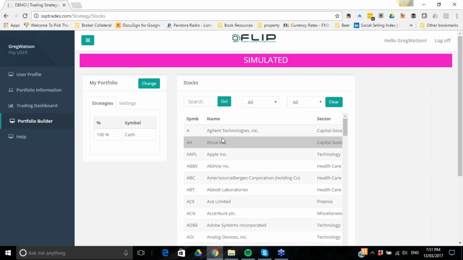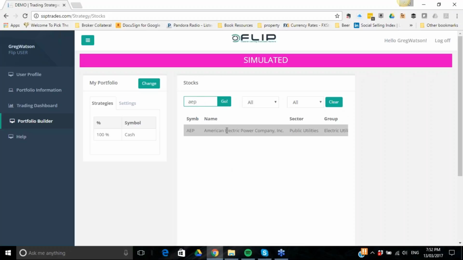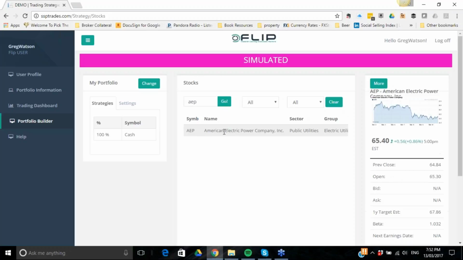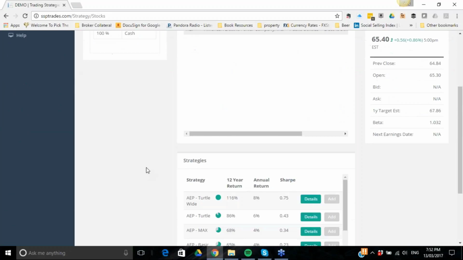So I'm going to just go down. I can type in the search bar here. I'm going to put in AEP. AEP is the American Electric Power Company. I'm going to click on that, and you can see there the chart on the right-hand side. It's been up and down and along a bit, so it's been floating around for a while. I'm just going to go down to the strategies.